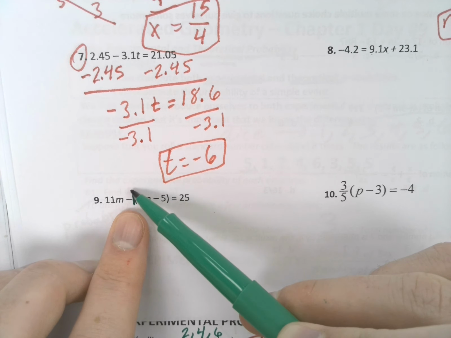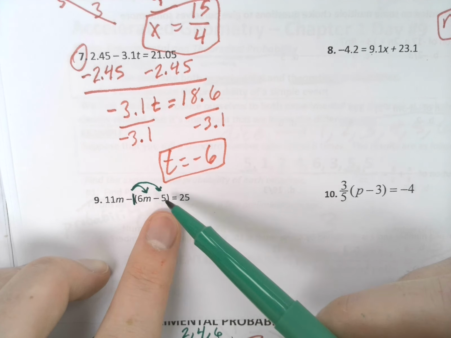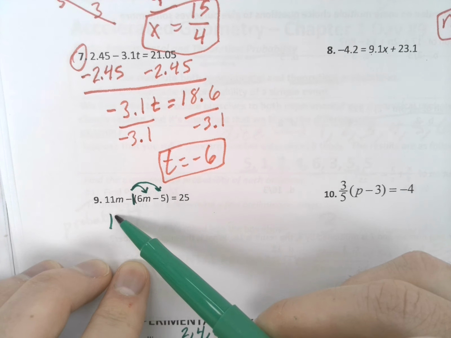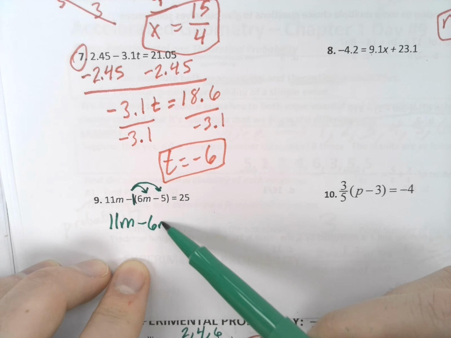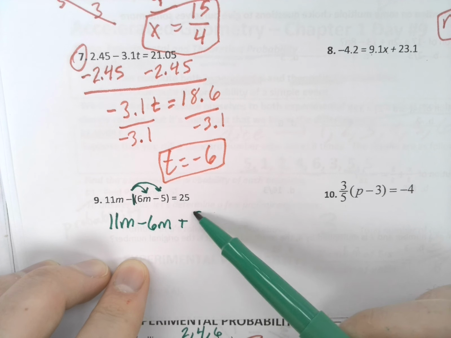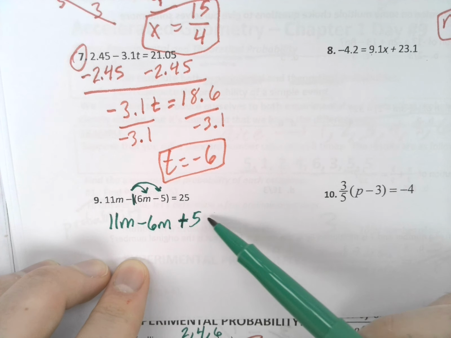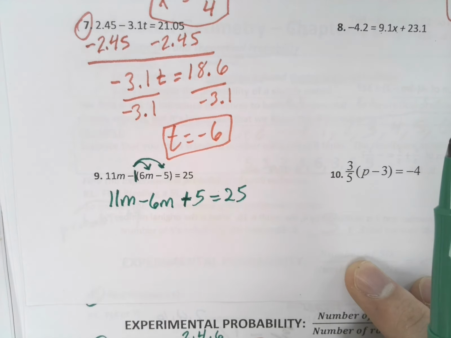We can use the distributive property. Distribute negative 1 to both 6 and to negative 5. So 11m, negative 1 times 6m is negative 6m. Negative 1 times negative 5, there's that double negative, gives us positive 5, equals 25. And I wasn't kidding when I said I'm going to let you guys finish.